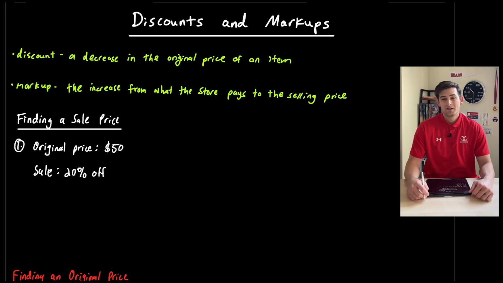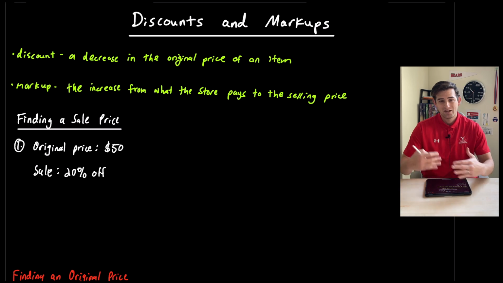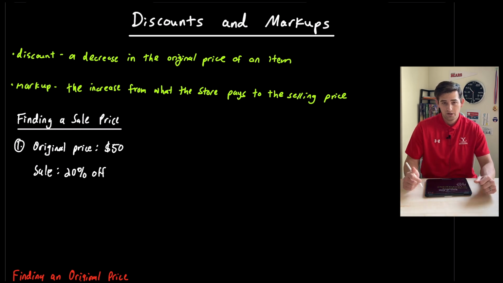Hello everyone, in this video we're going to talk about discounts and markups. So we're going to do three separate examples here. The first two have to deal with discounts. One's going to be to find a sale price, and then the other one's going to be to find the original price. And then our third example will be to find the markup and then what the actual price will be, including the markup price.